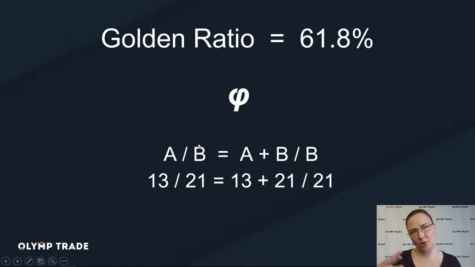I'm just trying to visually explain why the golden ratio is important. A divided by B, so 13 divided by 21, will equal the same amount as A plus B divided by B. So 13 plus 21 divided by 21 will equal the same number as 13 divided by 21. So this is how the golden ratio comes about. This is the essence of the golden ratio.